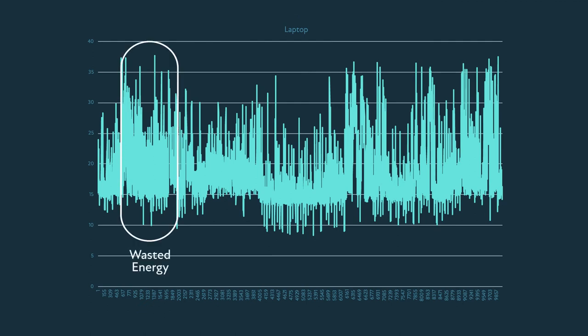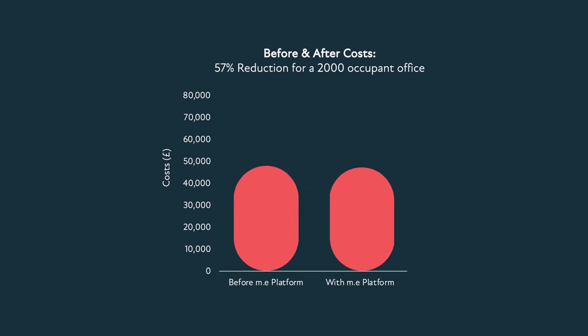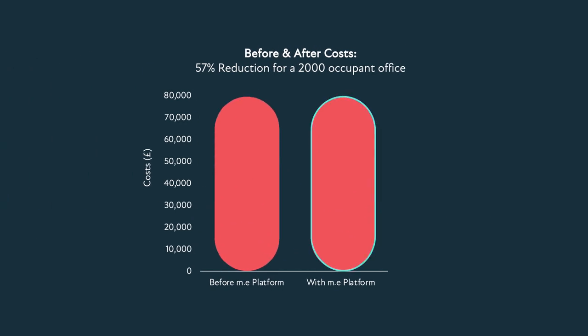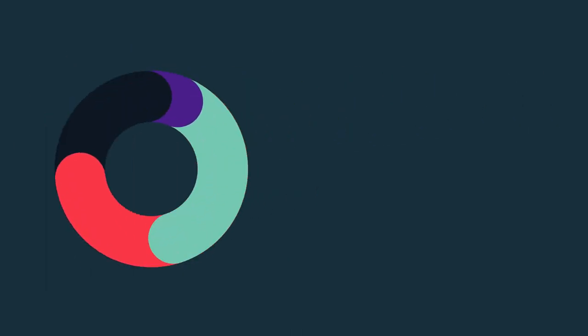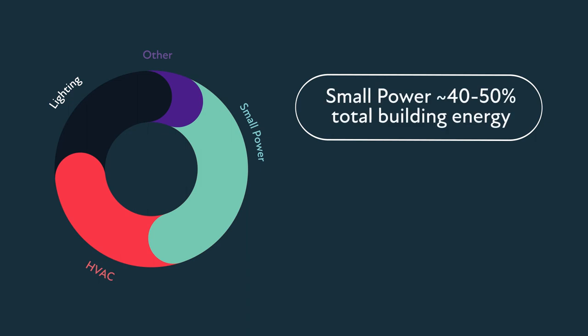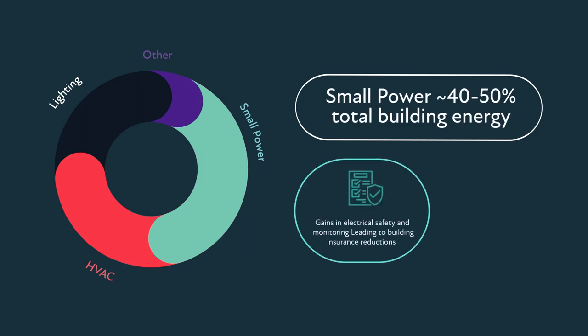Once we've identified if this device is wasting energy, we can either turn it off, which saves a total of 20% on building energy, or we can offer up the load to our demand side response services, which can reduce your bills by a further 20%. As plug load energy can represent up to 50% of a building's energy footprint, there are also significant savings to be made in the granular monitoring and reporting services that we can provide.